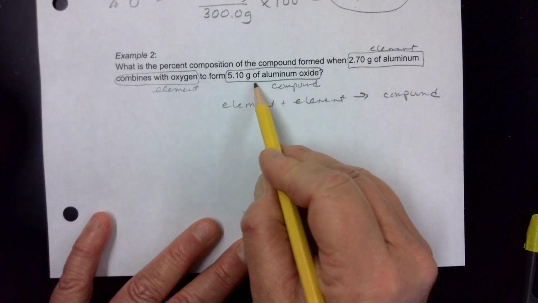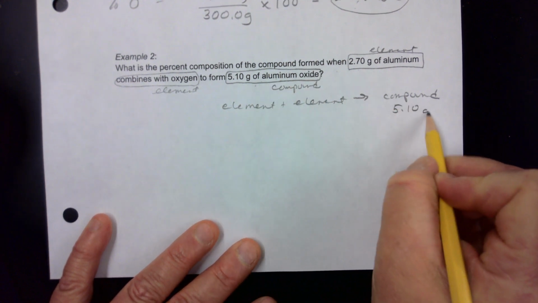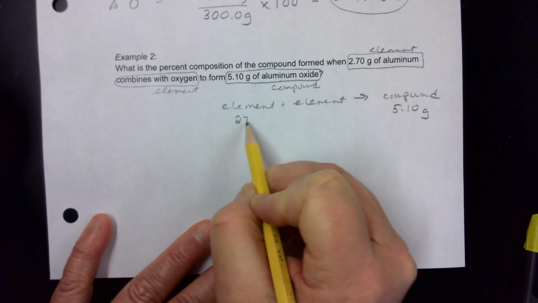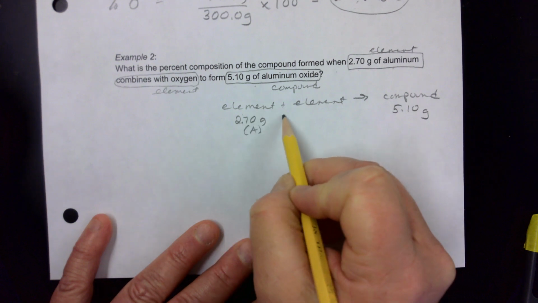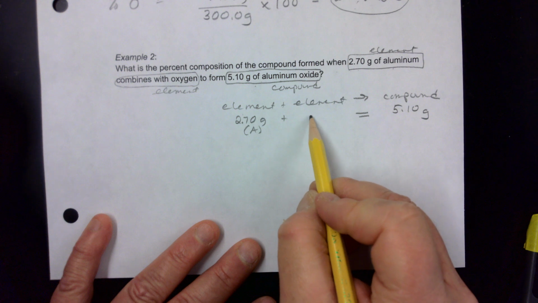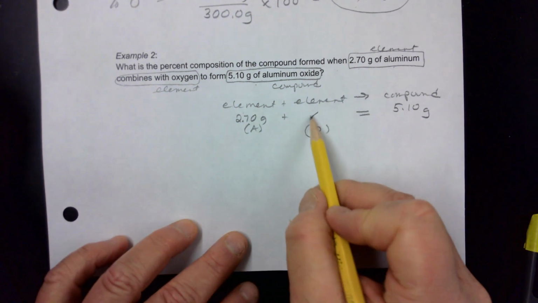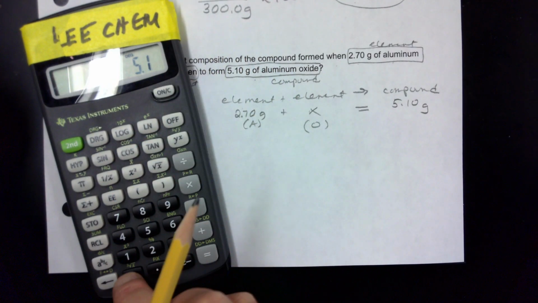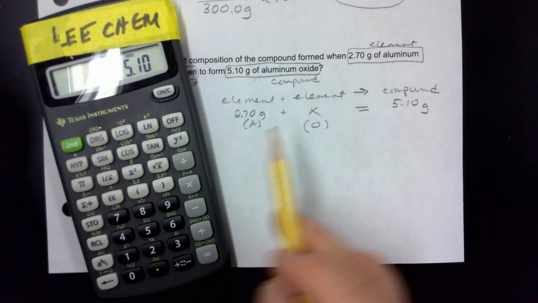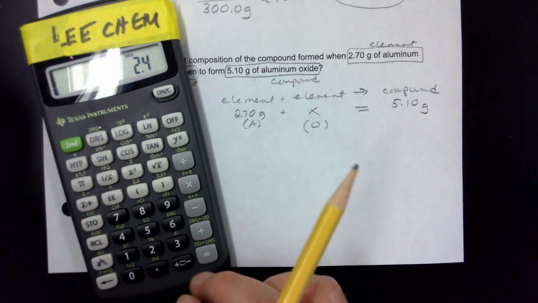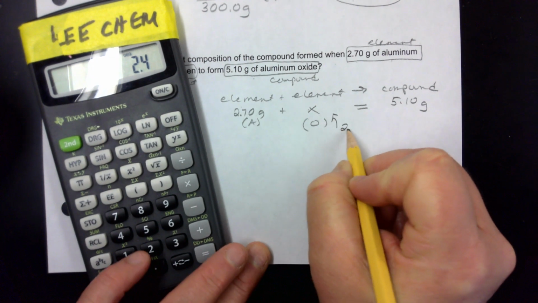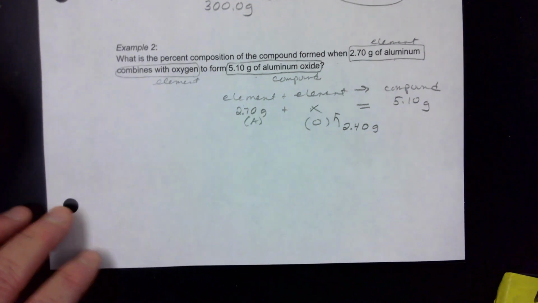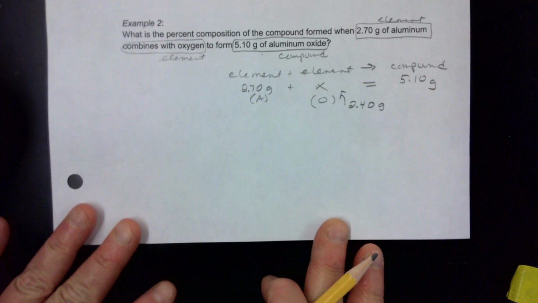We know the mass of the compound, aluminum oxide, is 5.10 grams. We know the mass of one of the elements, aluminum, 2.70 grams. What we don't know is the mass of the oxygen. But we can subtract to figure that out. If the mass of our compound is 5.10, and we subtract out the mass of the aluminum at 2.7, we know that this number has to be 2.40 grams, maintaining sig figs.